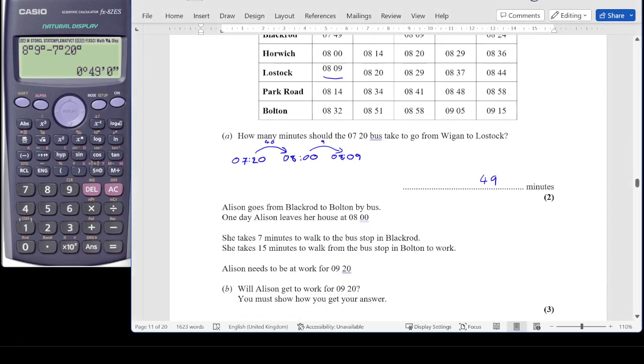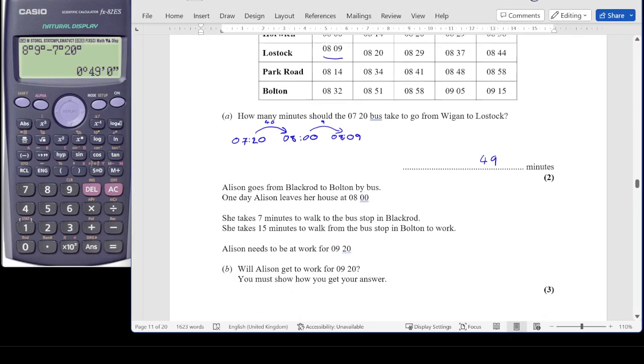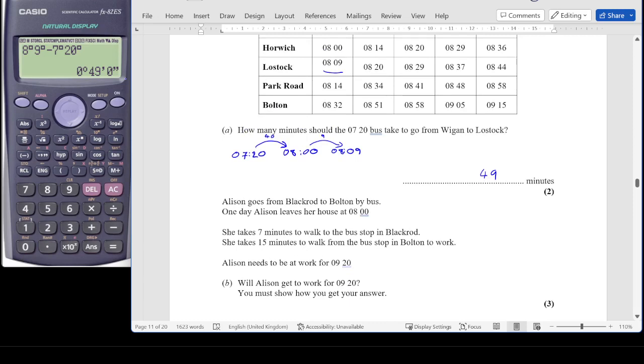So there we go. Alison goes from Blackrock to Bolton by bus. One day Alison leaves her house at 8 o'clock. It takes her 7 minutes to walk to the bus stop at Blackrock. She takes 15 minutes to walk from the bus stop in Bolton to her work. Alison needs to be at work for 9:20. Will she be at work for 9:20? You must show clearly how you justified your answer.